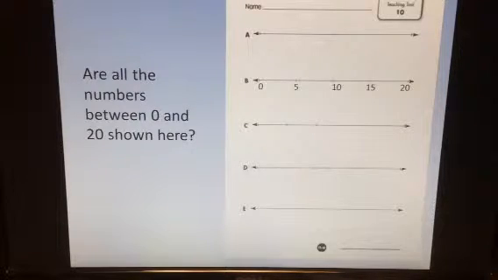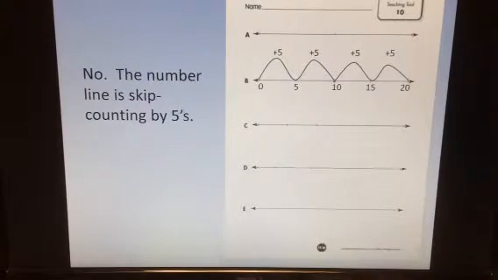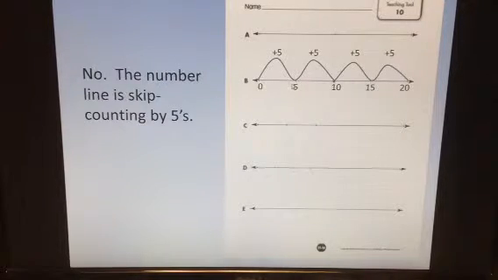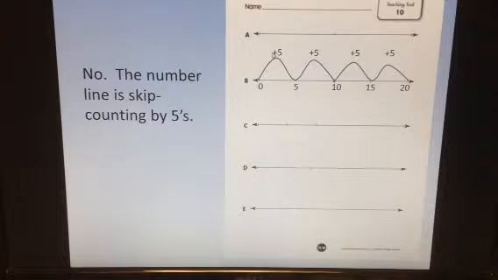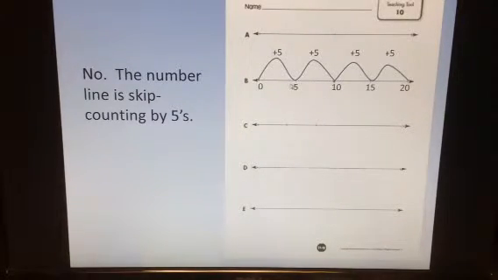No, all the numbers between 0 and 20 are not shown here. This number line is skip counting by 5s. I tried to draw that in with the little hills here. Each tick mark has a space between it that represents 5 numbers. So we add 5 to 0 to get 5. We add 5 to 5 to get 10. We add 5 to 10 to get 15. We add 5 to 15 to get 20, and so on.